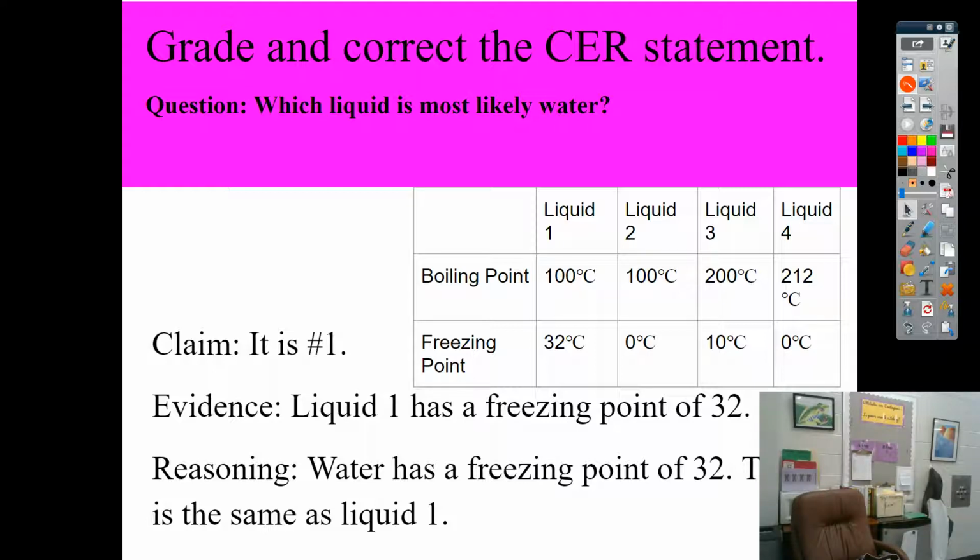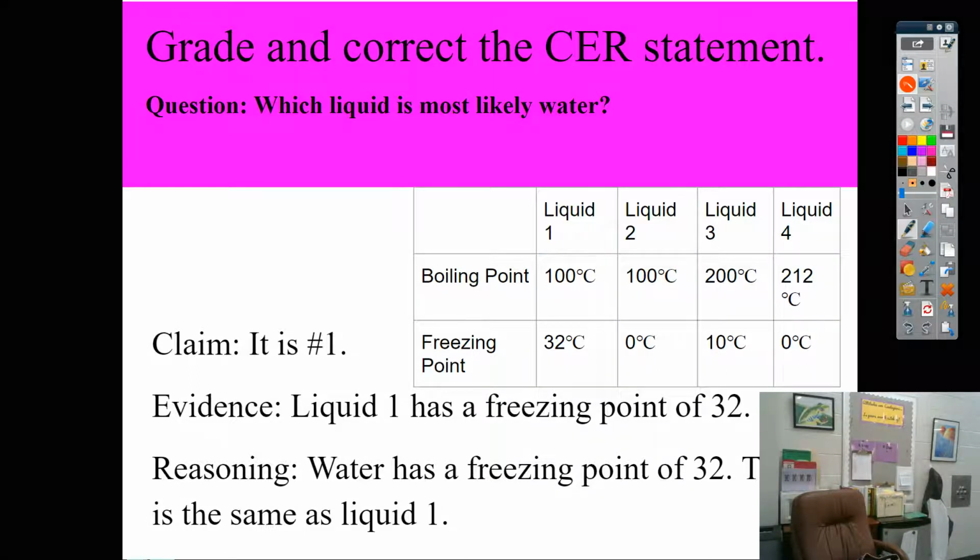What is just one thing you would have fixed about it, Tanner? He didn't specify what degree of temperature he's using. Okay, so give units? Is that what you're saying? Yes. Okay, so maybe put units. What is the claim in this one? He is number one. What could we have said instead to make that better?